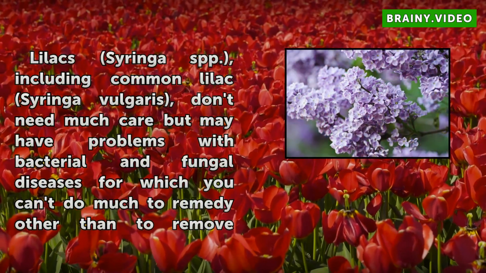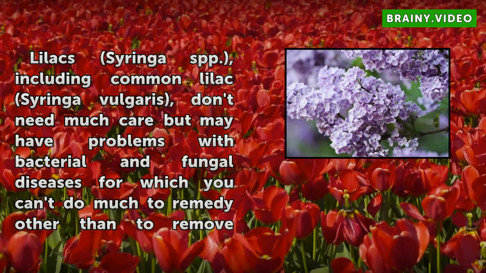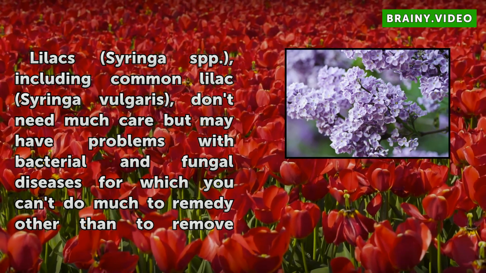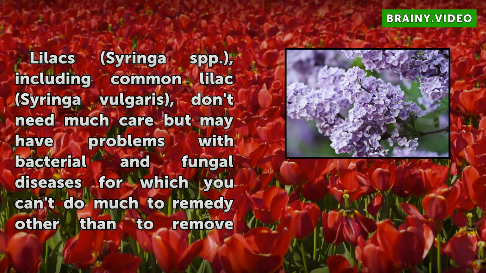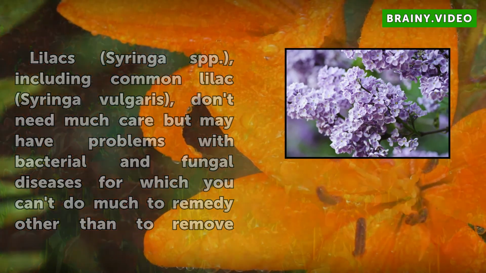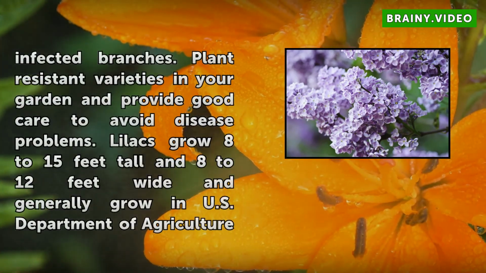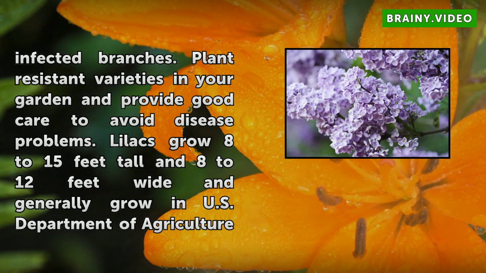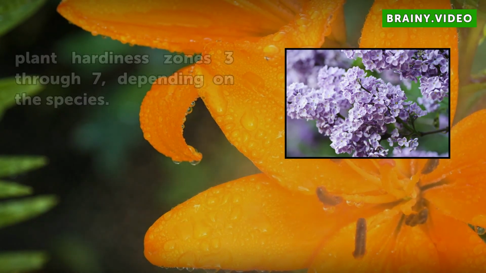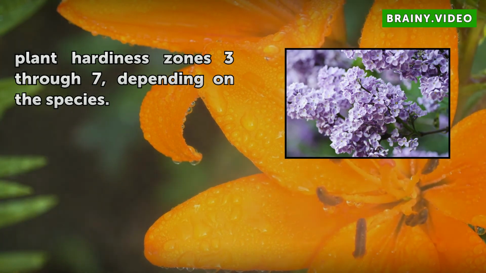Lilacs (Syringa spp.), including common lilac (Syringa vulgaris), don't need much care but may have problems with bacterial and fungal diseases for which you can't do much to remedy other than to remove infected branches. Plant resistant varieties in your garden and provide good care to avoid disease problems. Lilacs grow 8 to 15 feet tall and 8 to 12 feet wide and generally grow in U.S. Department of Agriculture plant hardiness zones 3 through 7, depending on the species.